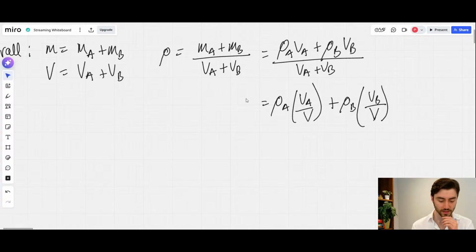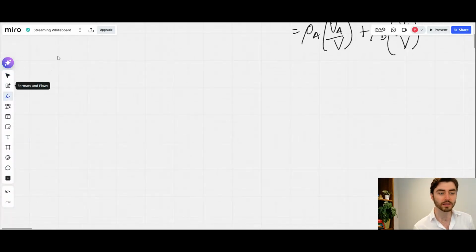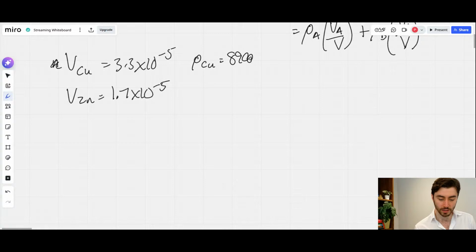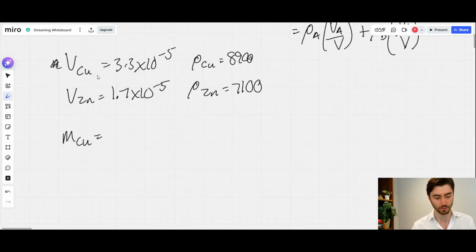In the meantime, let me do an example of this. Using an example from a textbook, let's say we had a volume of copper of 3.3 times 10 to the minus 5, and a volume of zinc of 1.7 times 10 to the minus 5. And we have a density of copper of 8,900, and a density of zinc of 7,100. From this, we can work out the mass of copper as the density times the volume.